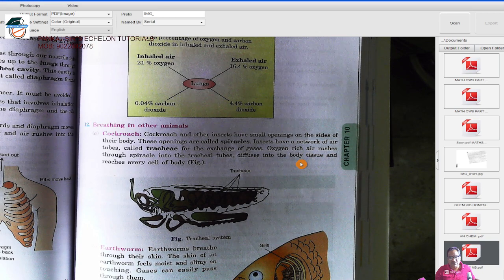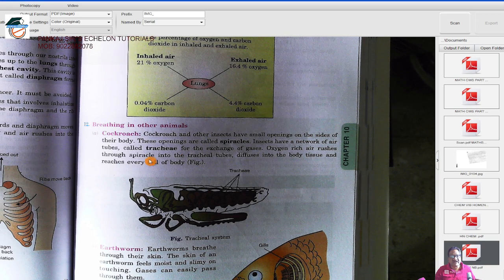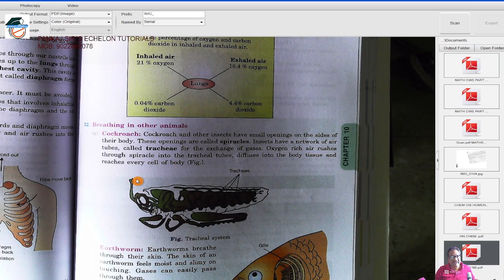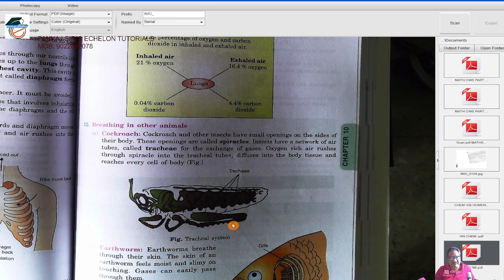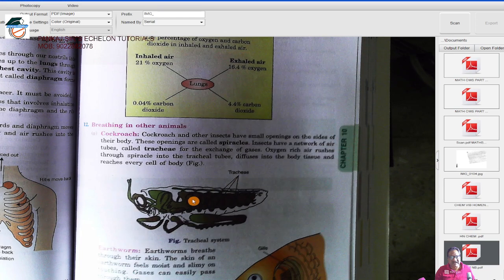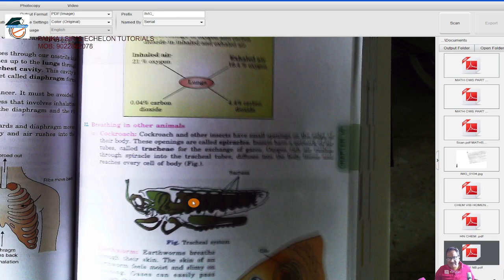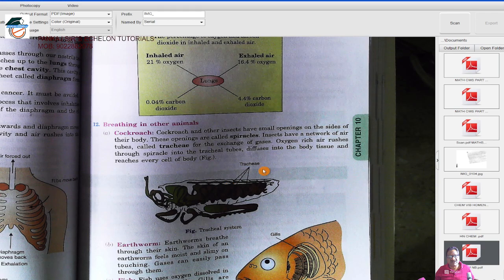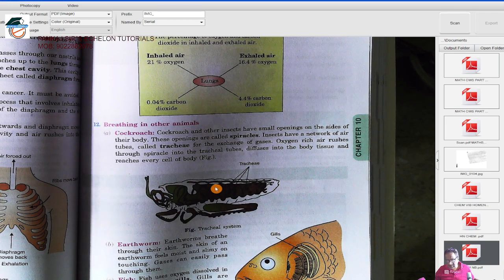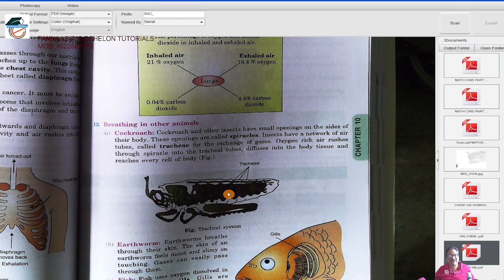So this oxygen directly diffuses into the blood and reaches every cell of the body. Can you see, this is the diagram that I wanted to show you. In this diagram you are shown the spiracles, see, on the sides of the body there are spiracles, and can you see this trachea network shown throughout the body, okay. This entire structure is of the cockroach or a grasshopper, you can say, right? This is in fact a cockroach diagram, right?